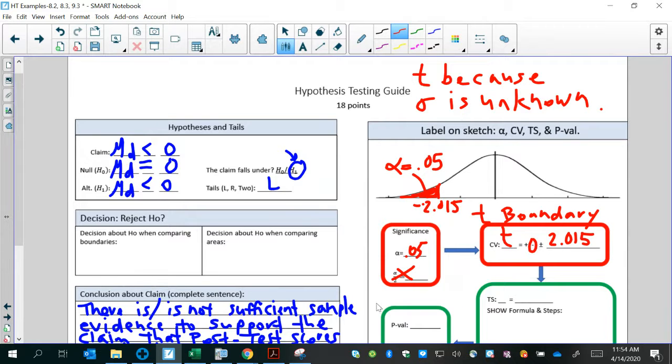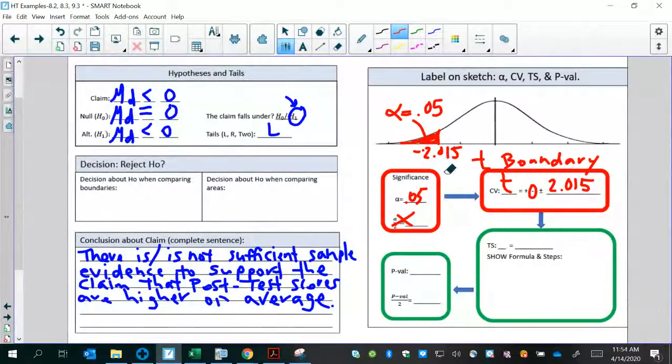Okay, now we've completed our red couple that represents the maximum probability of making a type 1 error. And now we can start working on the green couple, which is a boundary and an area representing our data. So let's begin with the test statistic, which is a boundary. So it should also be a t-score, just like the critical value is a t-score. We will find the test statistic in the t formula for standardizing our sample statistic.